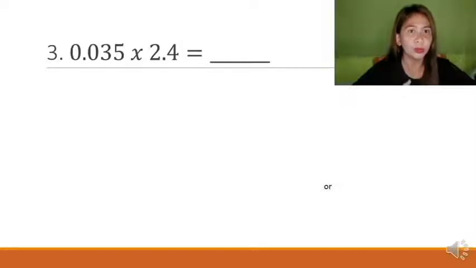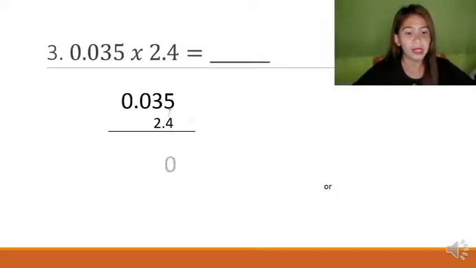Third example. 0.035 times 2.4. So, 4 times 5 is 20. So, bring na 0, carry ka og 2. 4 times 3 is 12. So, plus 2, 14. Okay, bring na kag 4, carry ka og 1.